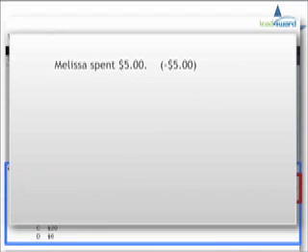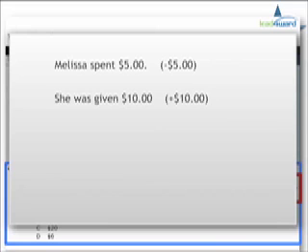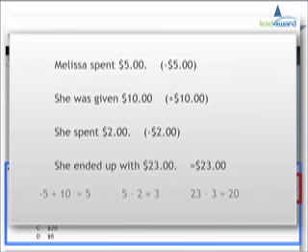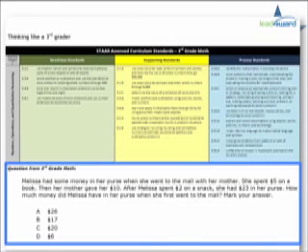Melissa had an amount of money and she spent $5 of it. That's minus 5. Then she was given $10. That's plus 10. And then she spent $2. That's minus 2. And she ended up with $23. If you work backward to solve the equation, you should get $20. That would be answer choice C.